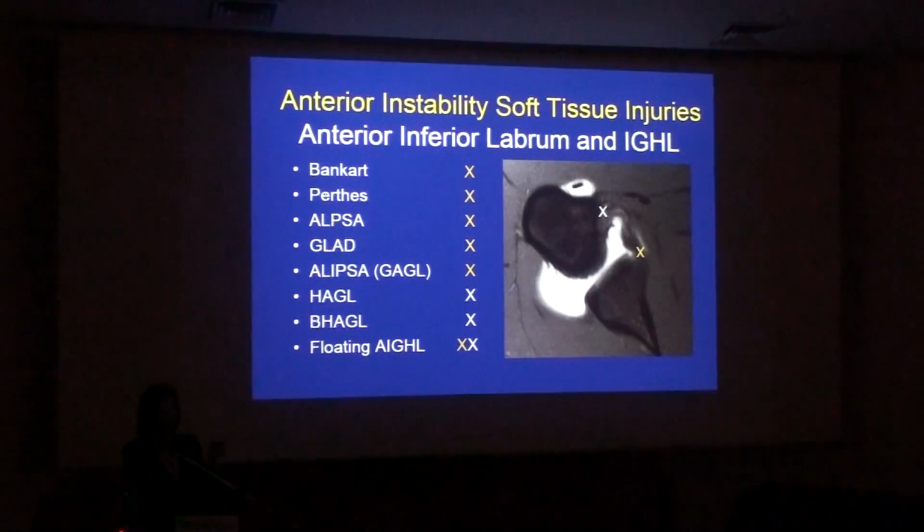So we have the X on the yellow and the white. If this tears off on both sides, then it's extremely unstable. And it can go from the anterior band, sometimes to the axillary pouch and even the posterior band. It's important to say where you see the ligament not attached to the bone anymore.